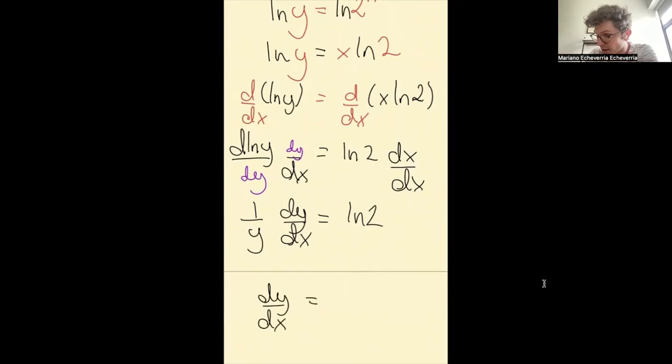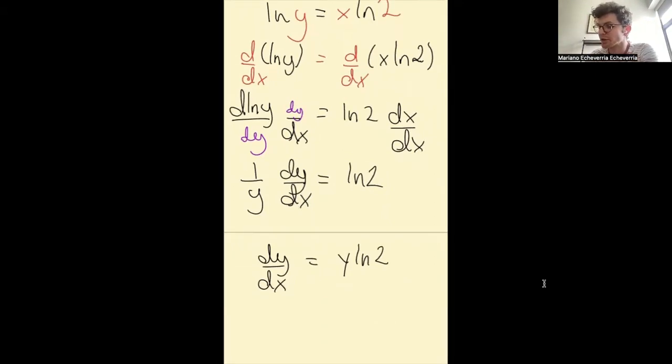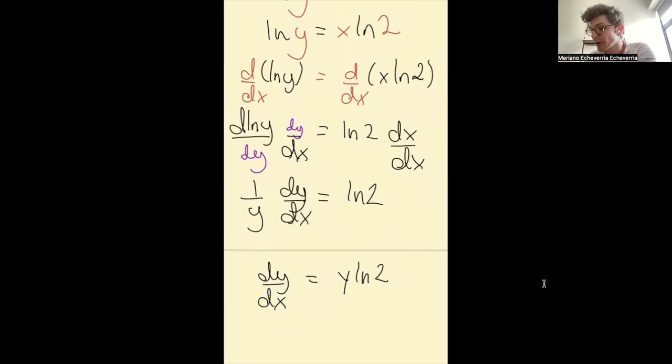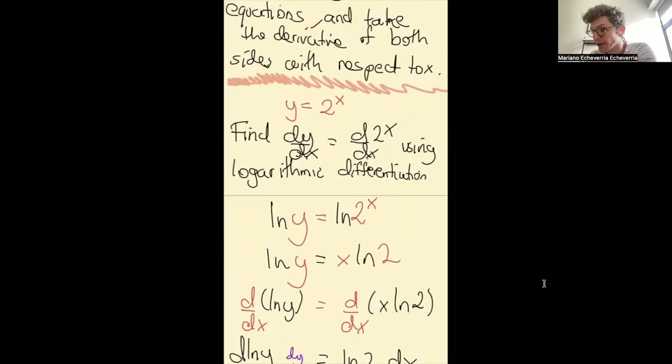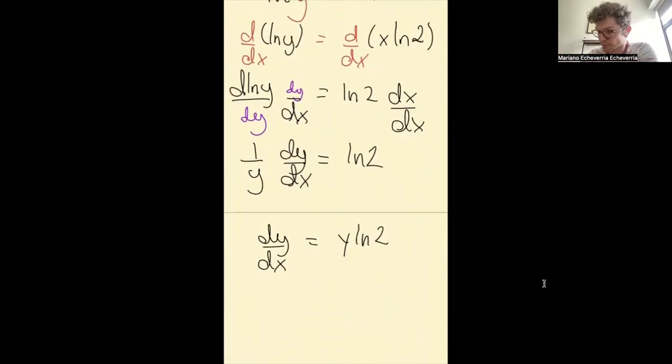So you get y times ln of 2. But what is dy/dx? I mean, this is the answer, but it's kind of weird because you have y on this side, and you want to leave the answer in terms of x because the derivative is with respect to the variable x. So the only thing you have to do now is remember the formula for y, and if you look at it, it was 2 to the x.